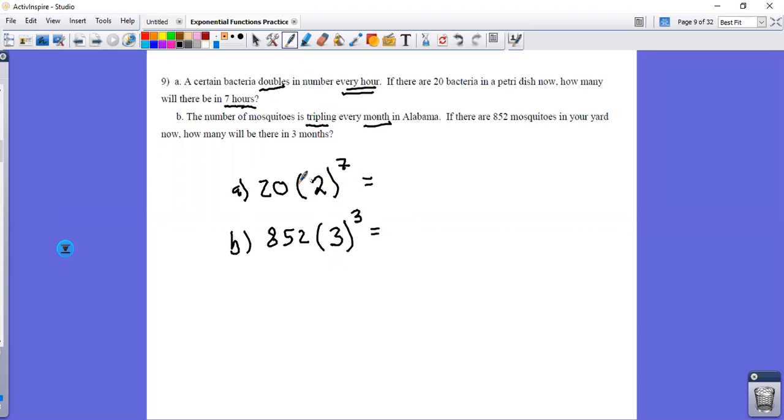So if I ask you when it's doubling, what's the rate of growth when it doubles? Well, 2 minus 1 is 1. That's 100% growth when something doubles. If it triples, 3 minus 1, that's 200% growth when it triples. So, all right.